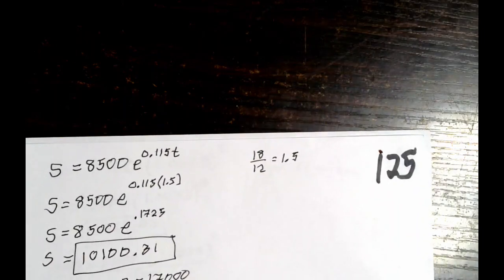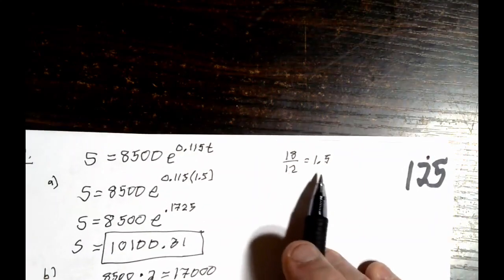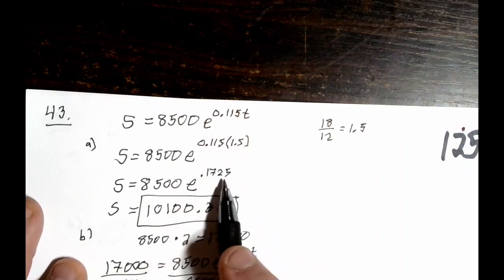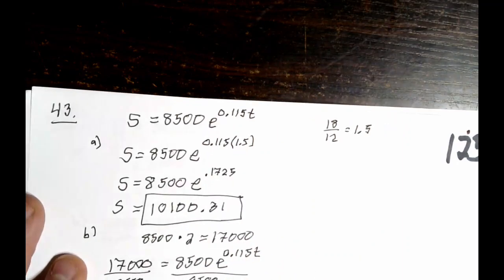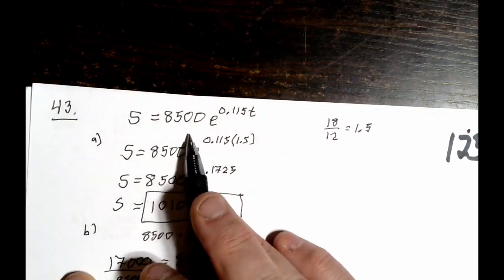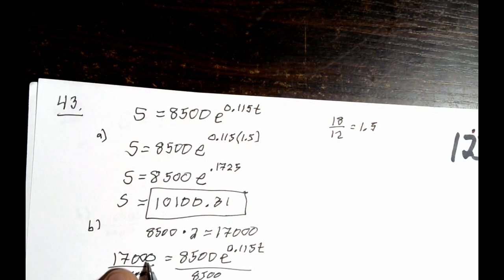43 says compound interest. What's the amount after 18 months? Remember, 18 months is 1.5 years. So 1.5 in there. Multiply it, you get this. Crunch it all out, and you get that amount rounded to 2 digits because it's money. And then part B says, how long before the investment doubles? Well, the investment was $8,500. And what's double that? Well, it's 17,000. So 17,000 equals this, and you got to figure out what t is.